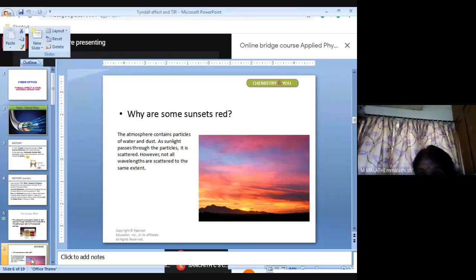See here, when there is a sunset, you are seeing a red color. Why are some sunsets red?